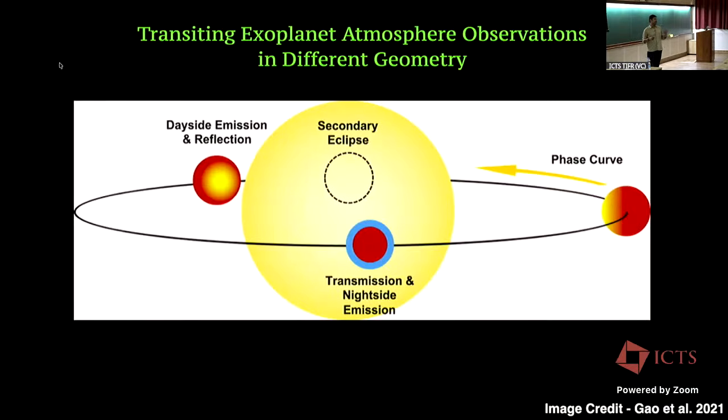But until JWST, this was very difficult. Very recently, we have been able to do that, because the signal-to-noise ratio is very low, as the night side temperatures are low compared to the day side.